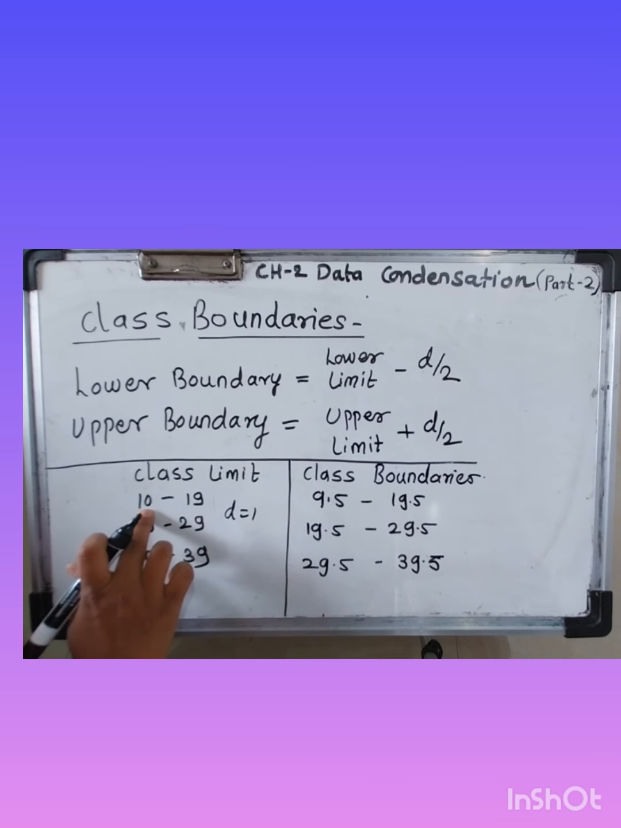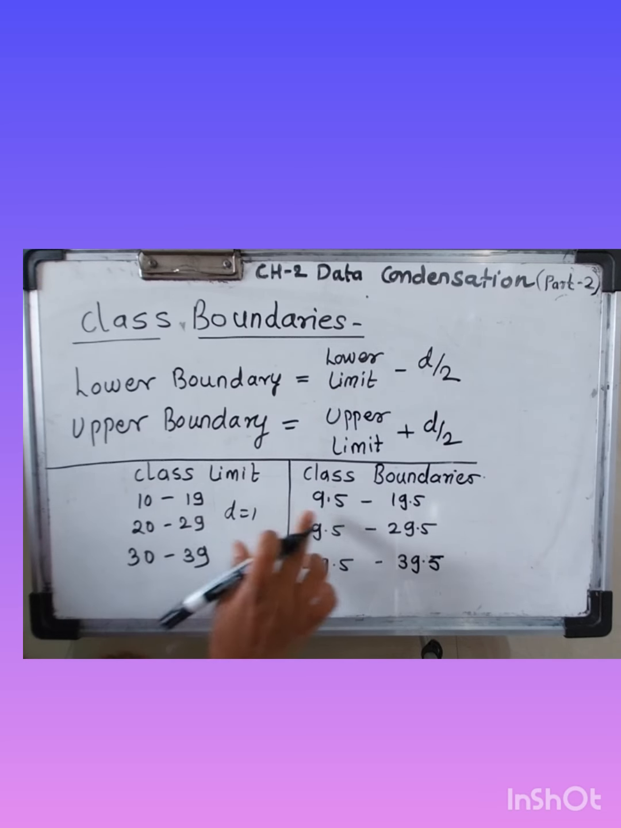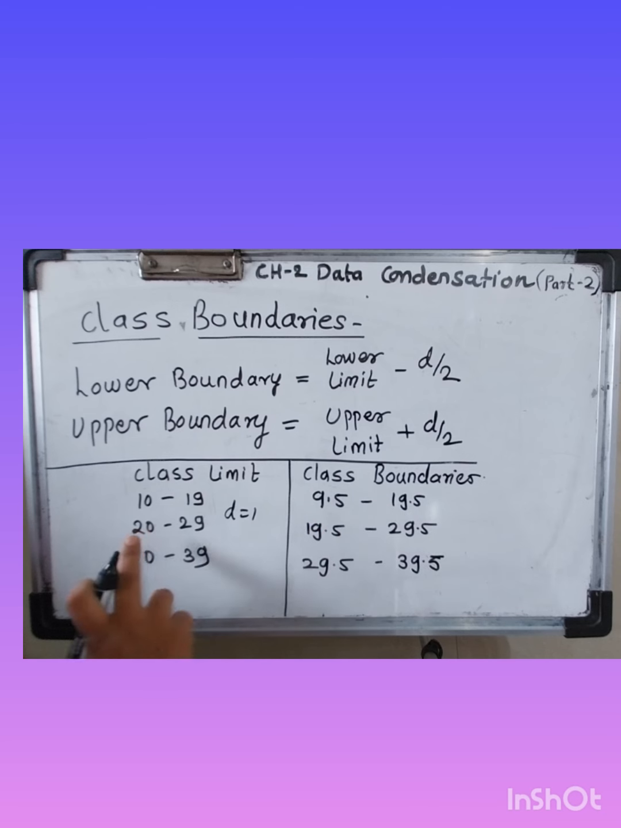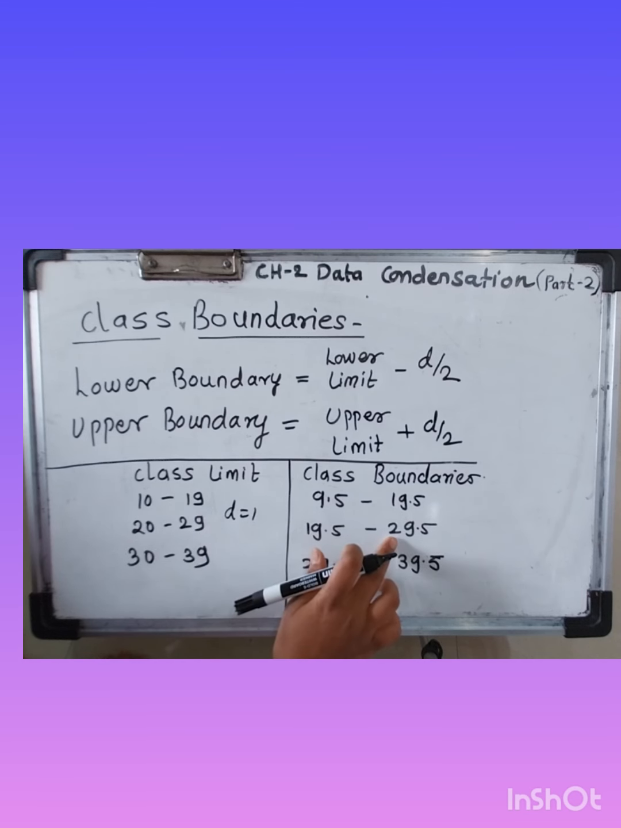Okay, 10 minus 1 by 2, it is 9.5. Okay, 19 plus 1 by 2, it is 19.5. Similarly for this, 20 minus 1 by 2, 19.5. 29 plus 1 by 2, 29.5. Similarly for the third class.